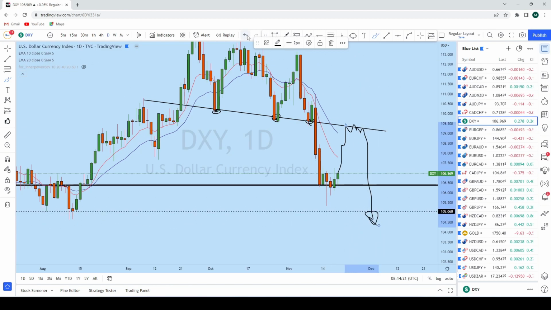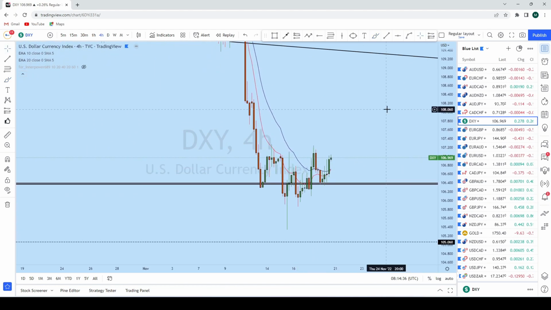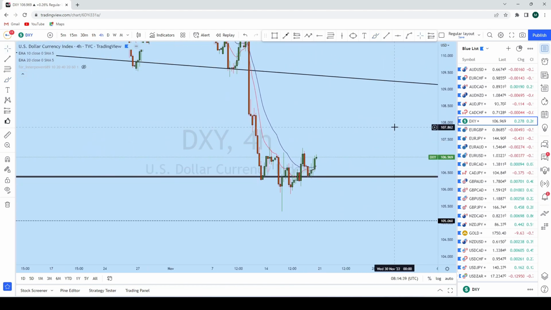So with that being said, what we can expect now is DXY testing this previous support zone here, which is turning resistance, and we can expect this week a bullish move to the upside to test this level. Now if you look at the intraday perspective on the lower time frame, we see that a reversal pattern has already been developed.